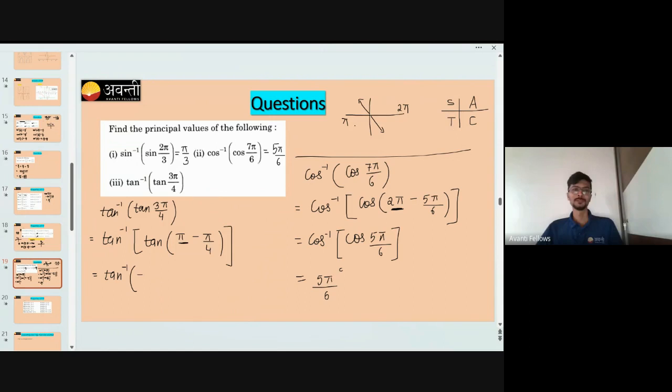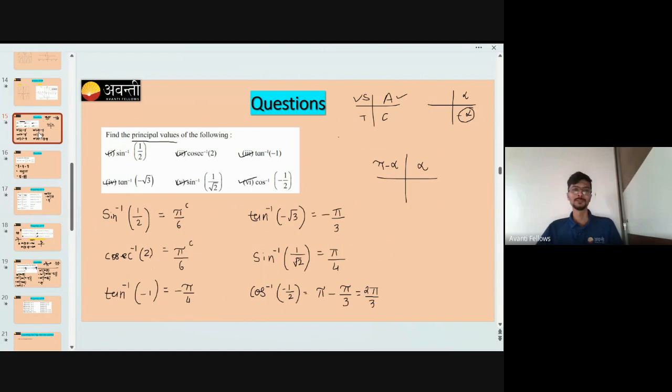Pi means on the x-axis, so there will be no change. So we will write tan inverse of minus tan pi by 4. Again, this is what I was telling: I simply know the value of tan pi by 4. Tan 45 degrees is 1, so it is minus 1. And now we are back into the principal solutions. Tan inverse of minus 1. We have done it here. See, tan inverse of minus 1.